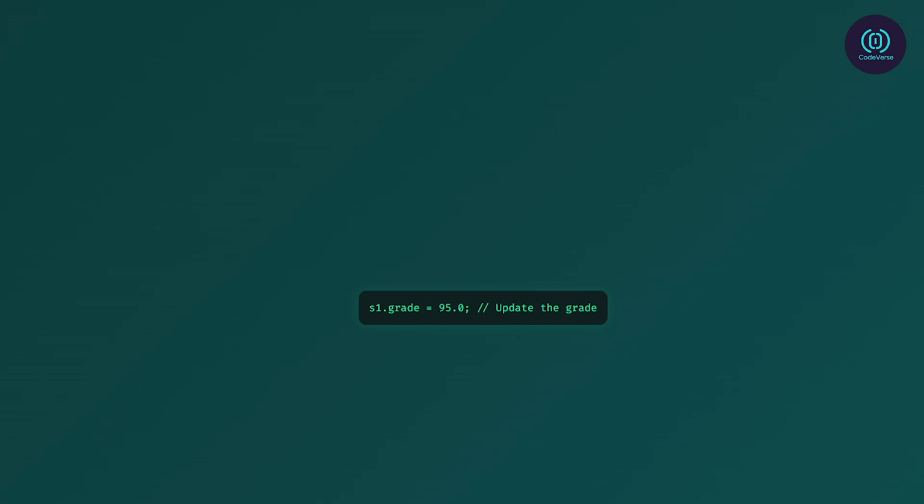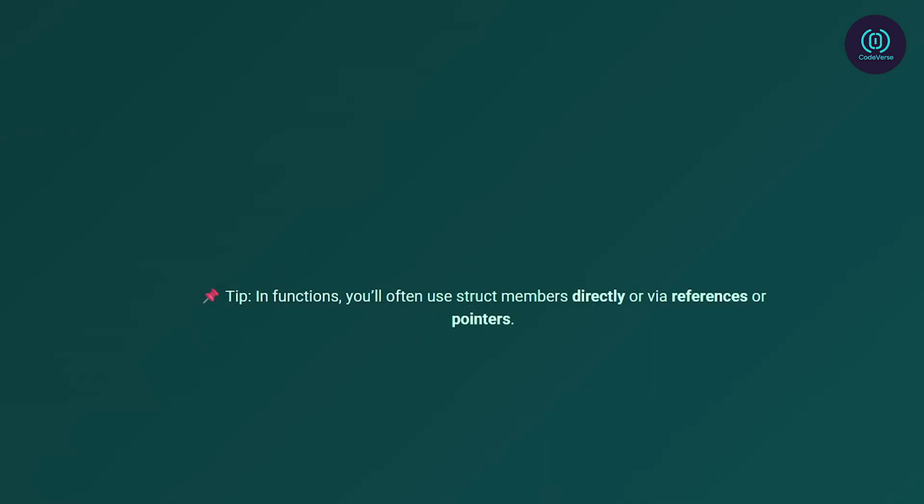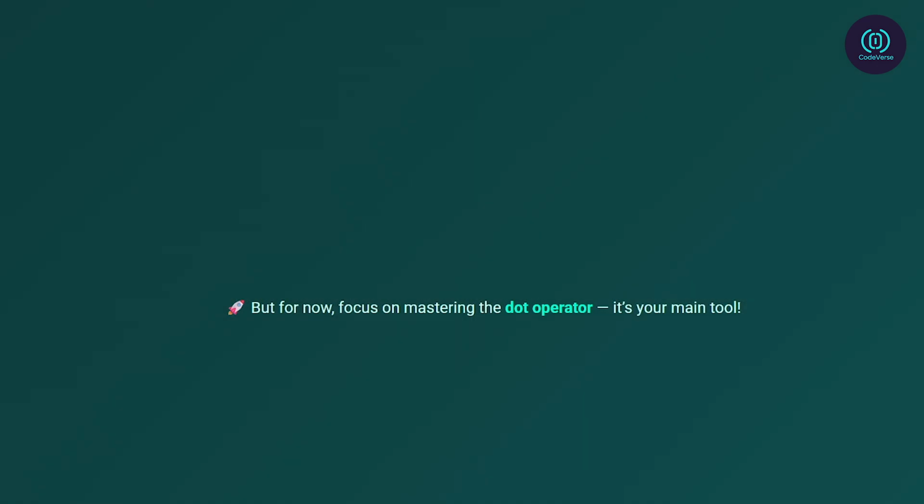Want to update a student's grade? Just assign a new value: s1.grade = 95.0. You can also print or manipulate data using any standard logic, just like with regular variables. Here's a tip: when using structs with functions, you'll often access members either directly or through references or pointers, especially for larger structs. We'll dive into that soon, but for now, just focus on using the dot operator to control your struct's data. Let's try it out in code.